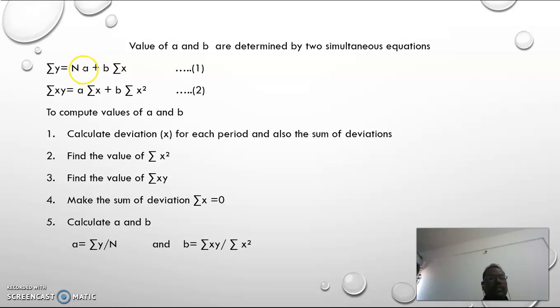Here n is the number of periods that we are going to consider for the demands. Summation of xy is equal to a into summation x plus b into summation x squared. And this is the stepwise procedure given to calculate the values of a and b. Suppose the sum of the deviations, summation x, is equal to 0. Then we can easily calculate a and b. a is equal to summation of y upon n, the number of periods, and b is equal to summation of xy upon summation of x squared.